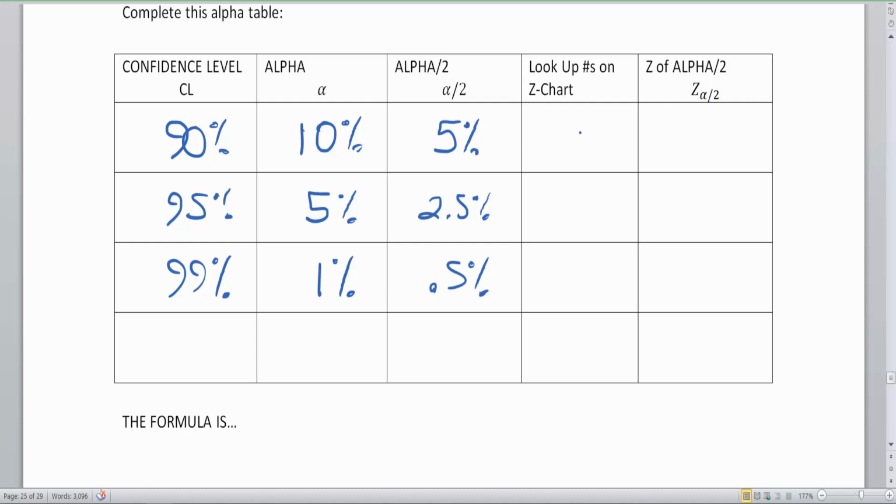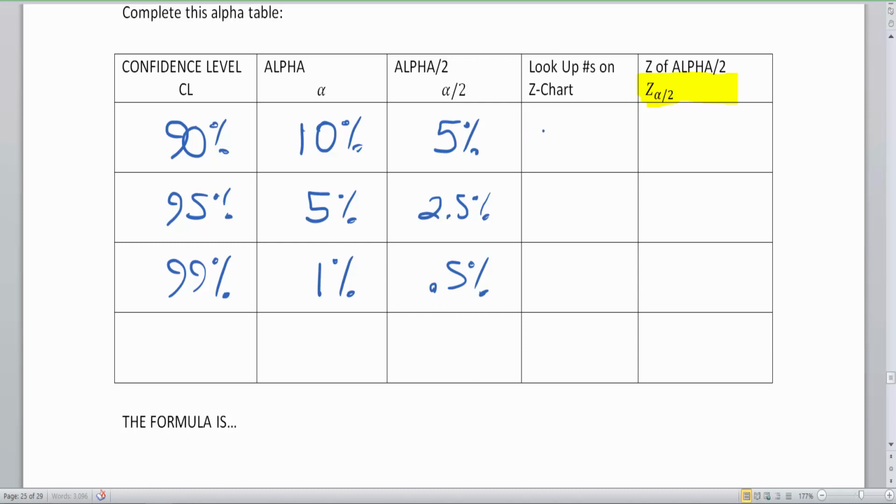So now, what we want to do is find this. This is going to be our goal here, to find our z alpha divided by 2. Okay, that's our goal. We want to find this because that is going to give us something we need for our EBM.